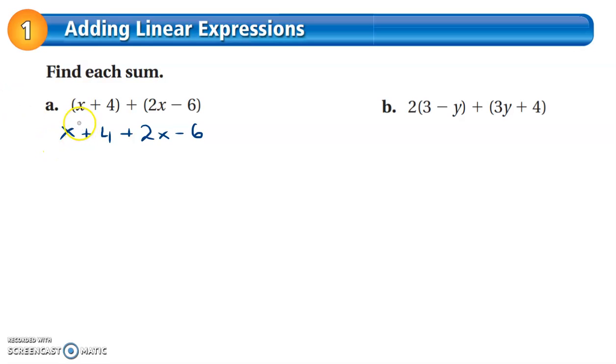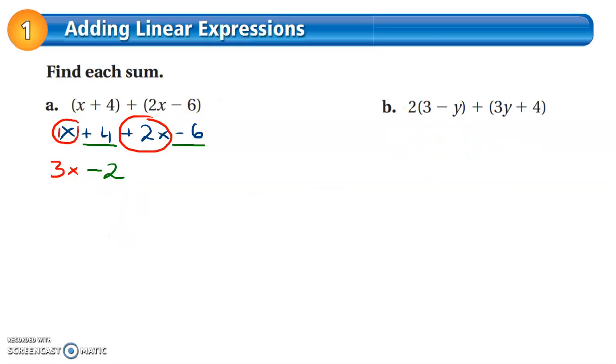Here we have an x, and remember that's 1x, and then plus 2x. So we can combine those. That gives us 3x. And then the constants, here we have plus 4 and minus 6. 4 minus 6 gives us negative 2.